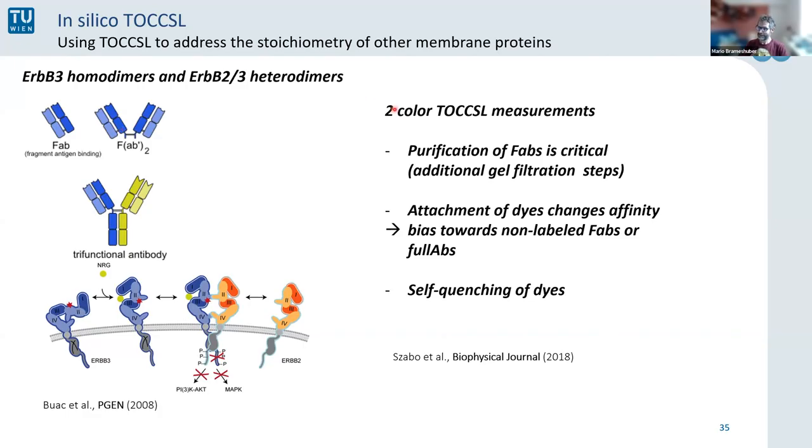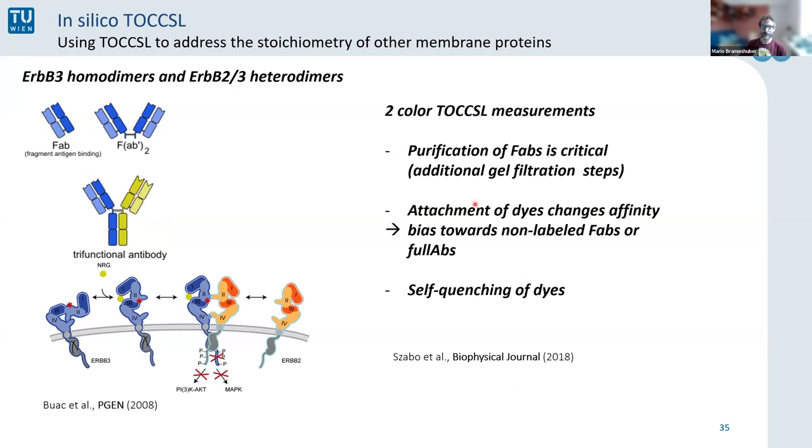But just to maybe tell you in 1 minute what problems we run into when using antibody fragments. First of all, we found out that the purification of FABs is very critical. If you have used kits to dissect full antibodies, you never get rid of all antibodies. And we found out that maybe one antibody in 1 million FABs, and you have one antibody still functional, this can change everything and can cause a huge bias in your experiments.